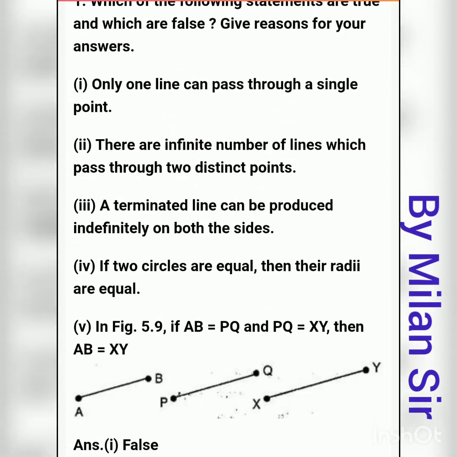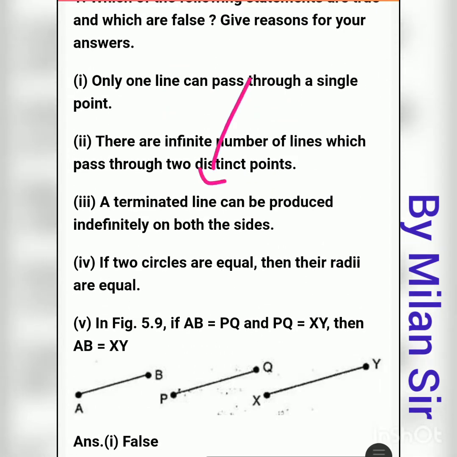Okay, number 3. A terminated line can be produced indefinitely on both the sides. This is a true statement, postulate 2. A terminated line can be produced indefinitely on both the sides. Okay, we can extend in both the directions. So this statement is true.